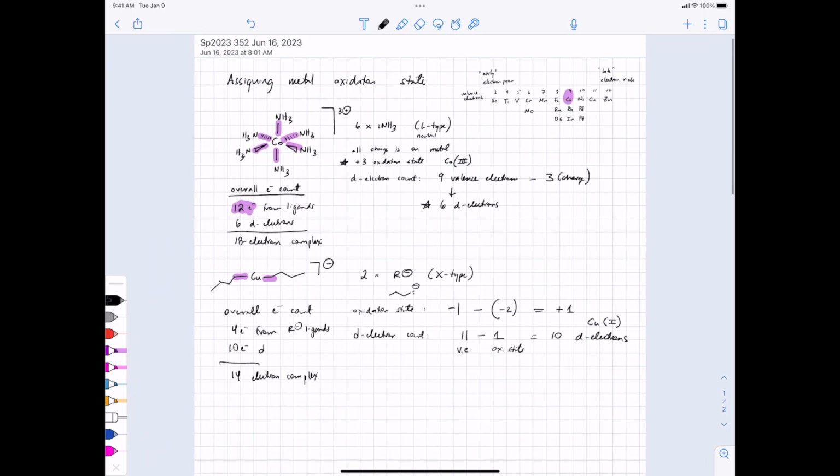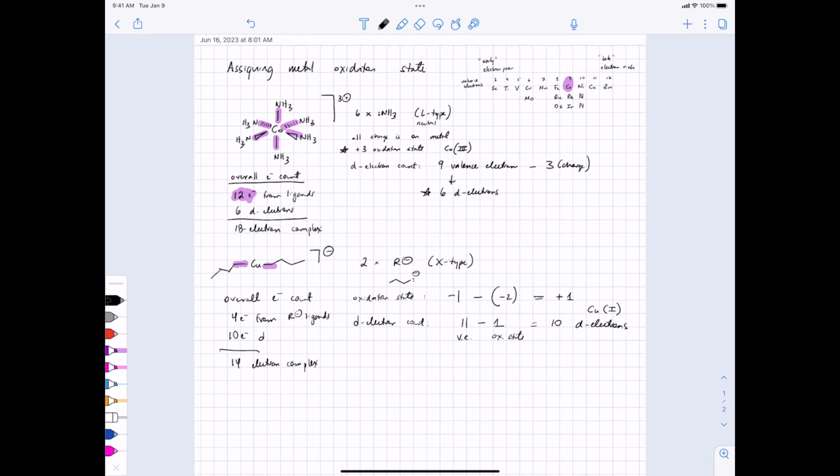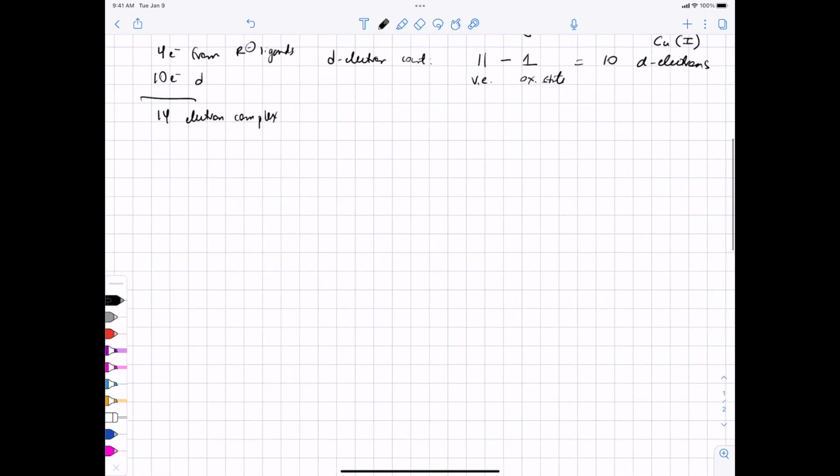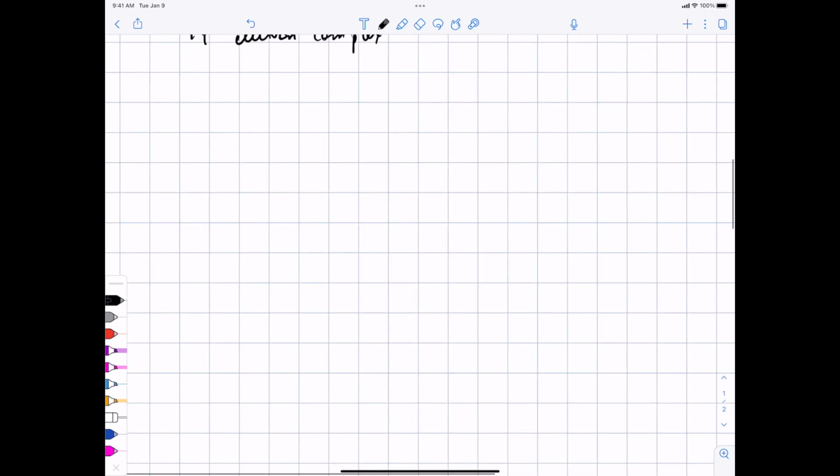Okay. I think that's good enough. We could, maybe one more. Let's do palladium bonded to a phenyl group, which I can draw.